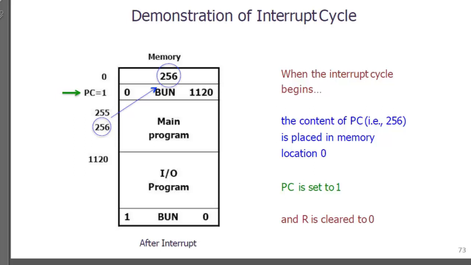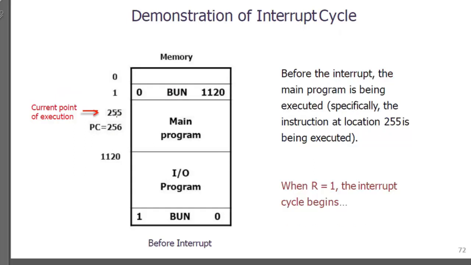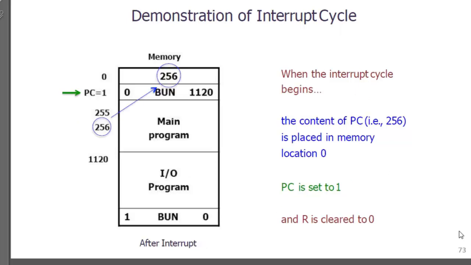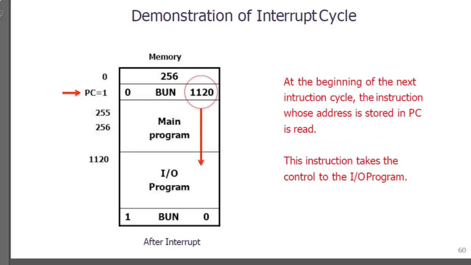So when the interrupt cycle begins, what were the contents of PC? In the previous slide, 256 was the content of PC. So the content of PC, that is 256, is placed in memory location 0 and PC is set to 1 and R is cleared to 0. Now at the beginning of the next instruction cycle, the instruction whose address is stored in PC is read. Now here you can see that PC equals 1. So whatever instruction is at location 1120, that will be processed now. The instruction takes the control to the input-output program after the interrupt has been serviced.